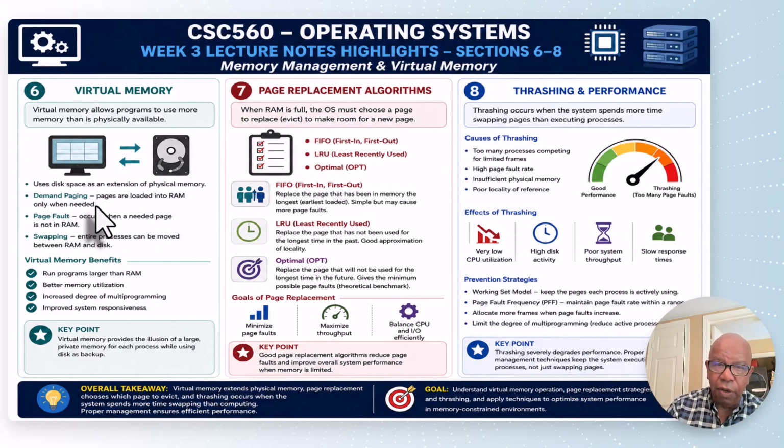Okay, so I have a page fault. I'm looking for page 25. I look in memory and it's not there. That's a fault, which causes me to have to go out to disk, find page 25, and bring it into memory. Okay, swapping: an entire process can be moved between RAM and disk.